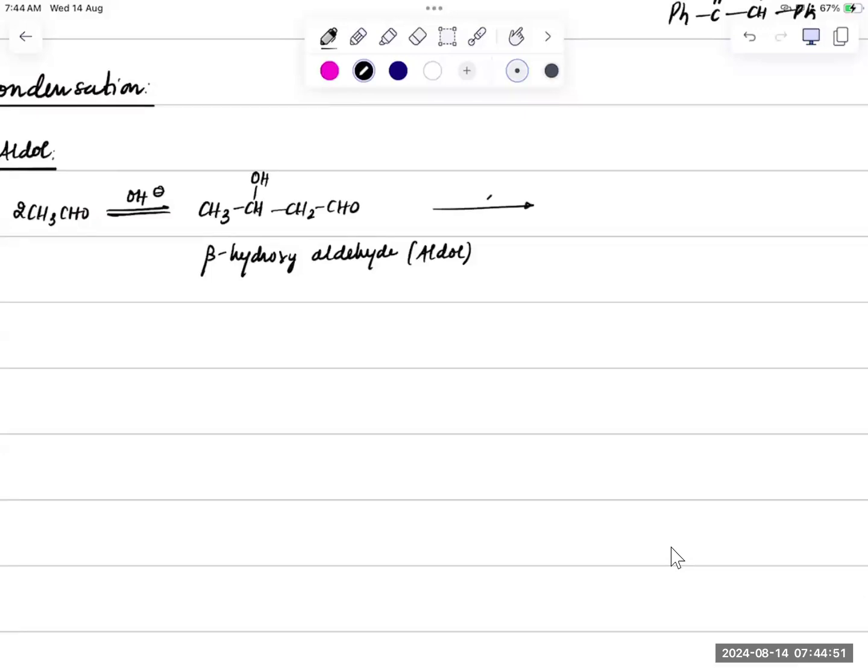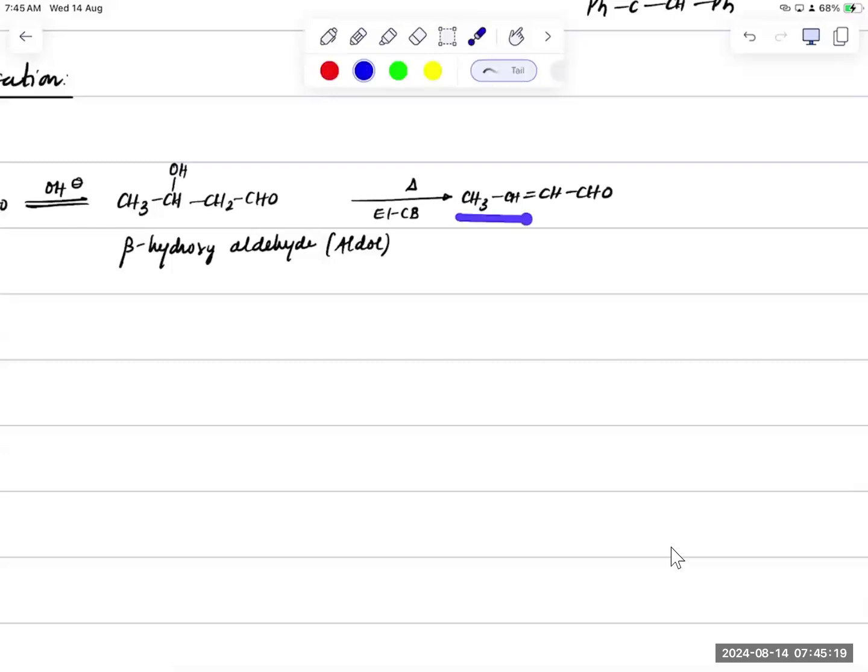Usually on heating, via the E1cB mechanism, we will get CH3-CH=CH-CHO. This is the product form. The mechanism I already gave to you. The product you get is called crotonaldehyde.